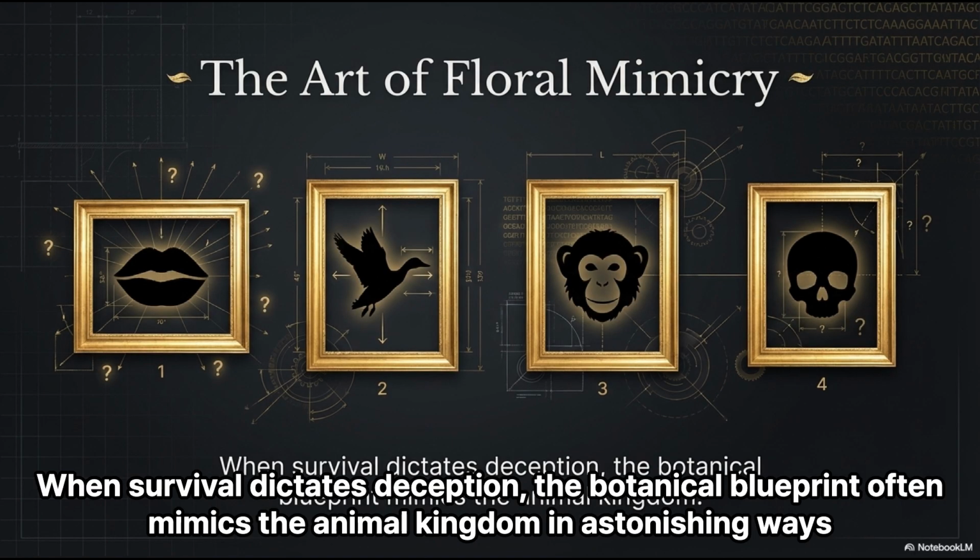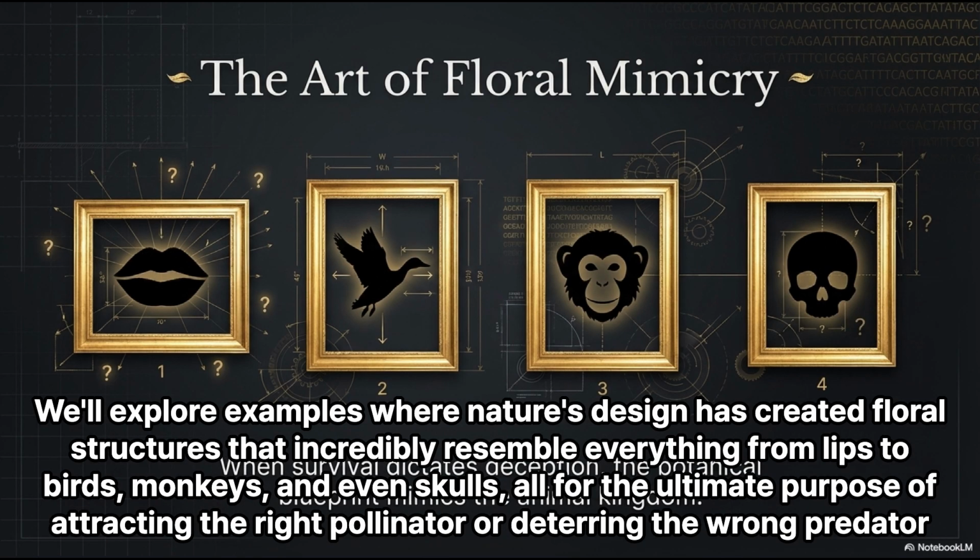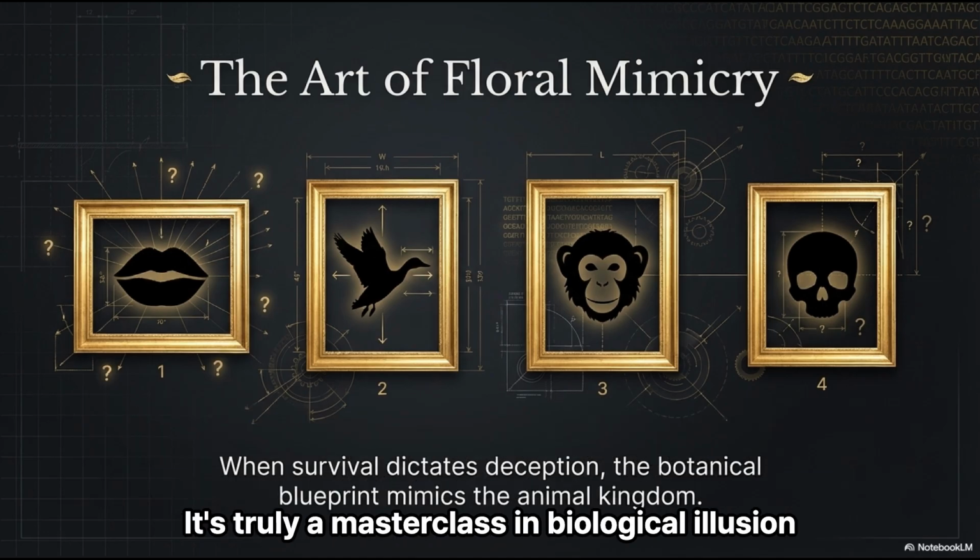When survival dictates deception, the botanical blueprint often mimics the animal kingdom in astonishing ways. This isn't just about looking pretty, it's a sophisticated evolutionary strategy where flowers evolve shapes, colors, and even scents to fool specific organisms. We'll explore examples where nature's design has created floral structures that incredibly resemble everything from lips to birds, monkeys, and even skulls, all for the ultimate purpose of attracting the right pollinator or deterring the wrong predator. It's truly a masterclass in biological illusion.